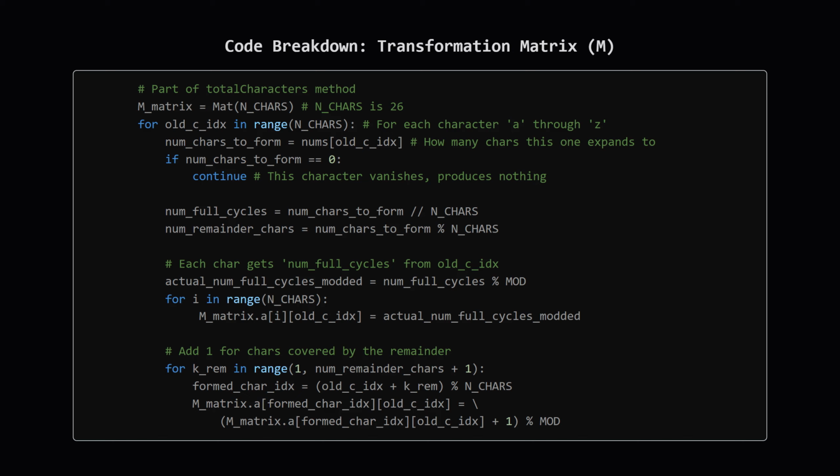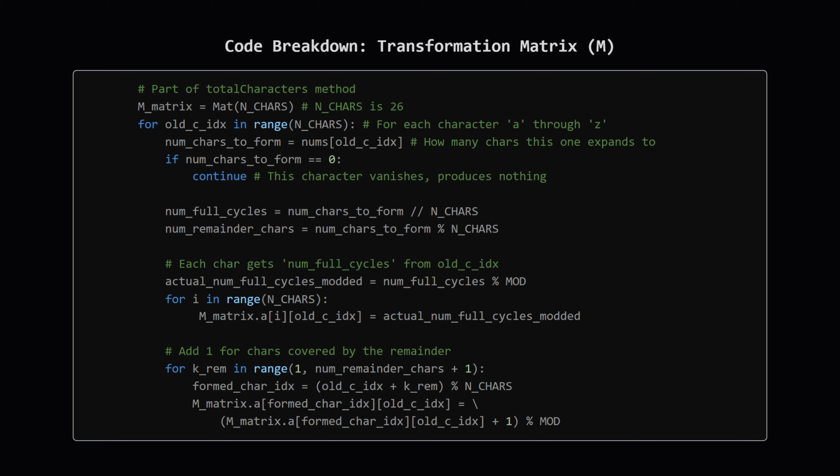Pretty straightforward. This is a crucial step, building our transformation matrix, which we called M matrix. Remember, an entry at M matrix row i, column j tells us how many of character j are produced from one character i. So we loop through each possible original character. From nums, we look up its value, which tells us how many new characters it will form.